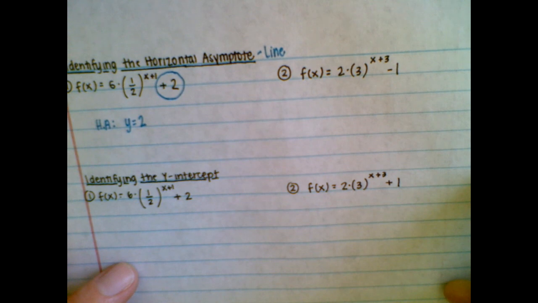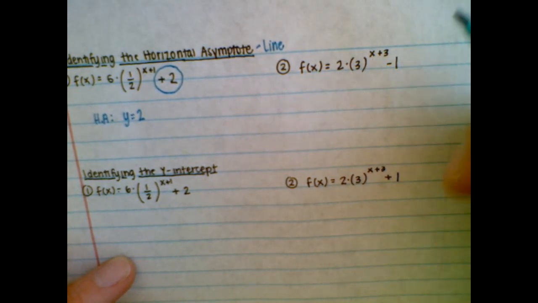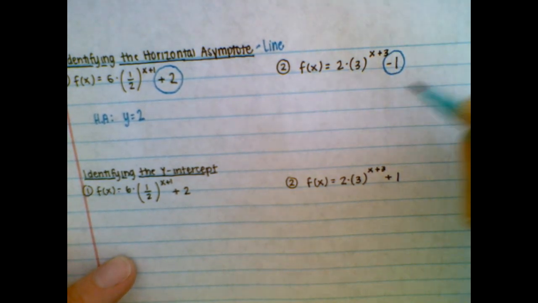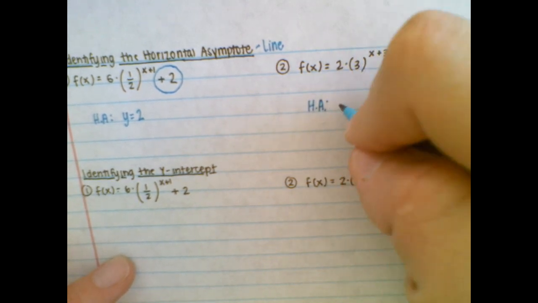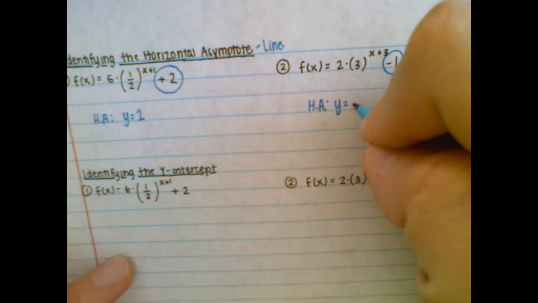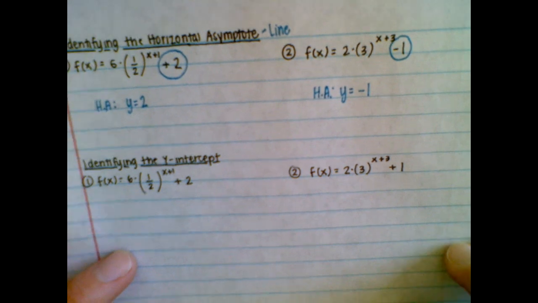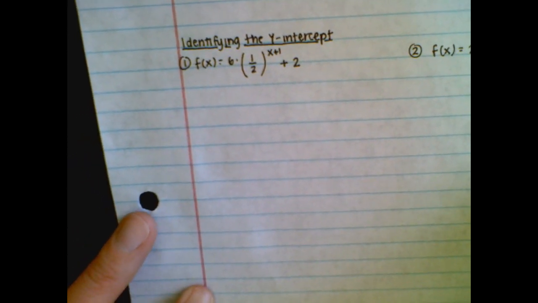So in our second example, if our function looks a little bit different, 2 times 3 to the x plus 3 minus 1, our horizontal asymptote is still this k value at the end. So I'm going to write that as an equation of a line and say our horizontal asymptote has the equation y is equal to -1. And again, that means that our graph is moving down 1 unit from our horizontal asymptote that usually happens at 0 to a -1.